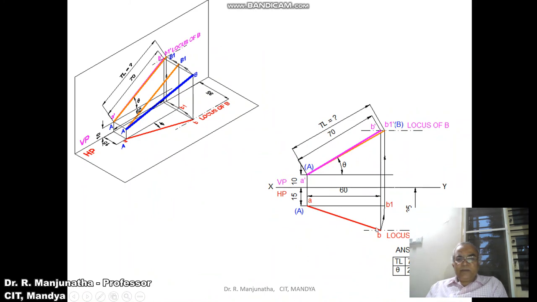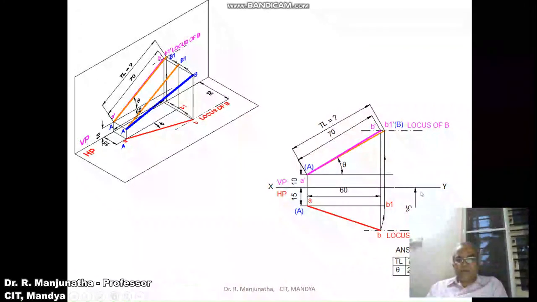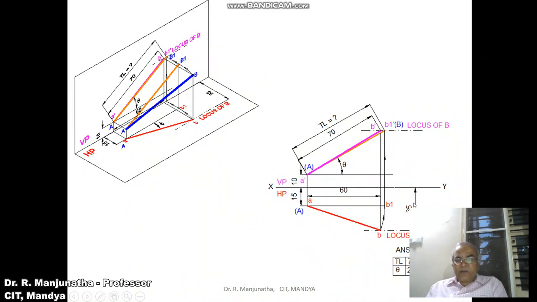So in the front view, we know the distances: he has given in front of VP by 35 mm, and above HP by 10 and in front of VP by 15. Now we know the distance between the end projectors is 60 mm, and then you draw a vertical projector here. So you are going to get this point, and then by using the front view distance, which is known, you are going to get the front view locus.